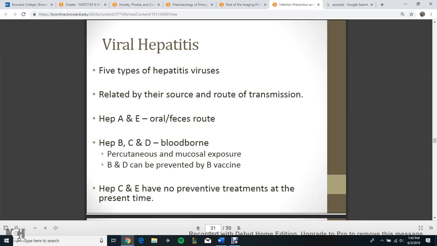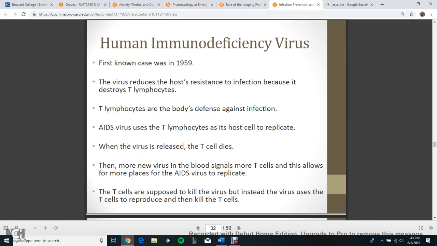Hepatitis A and E are oral to feces route. Hepatitis B, C, and D are bloodborne. Percutaneous and mucosal exposure. B and D can be prevented by the B vaccine. Hepatitis C and E have no preventative treatments at the present time.